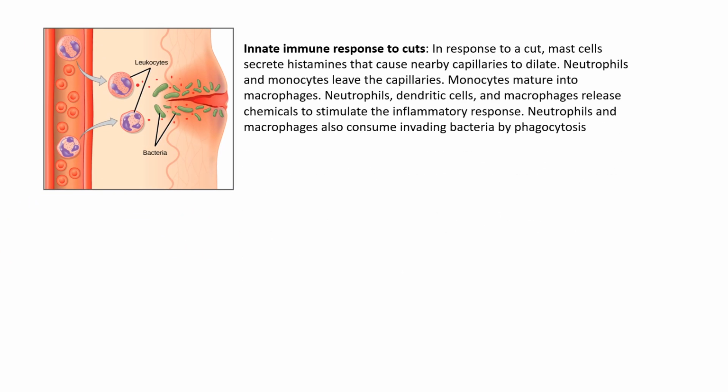This diagram here explains the innate immune response to cuts. In response to a cut, mast cells secrete histamines that cause the nearby capillaries to dilate. Neutrophils and monocytes leave the capillaries, and monocytes mature into macrophages. The neutrophils, dendritic cells, and macrophages release chemicals to stimulate the inflammatory response. Neutrophils and macrophages also consume the invading bacteria by phagocytosis.